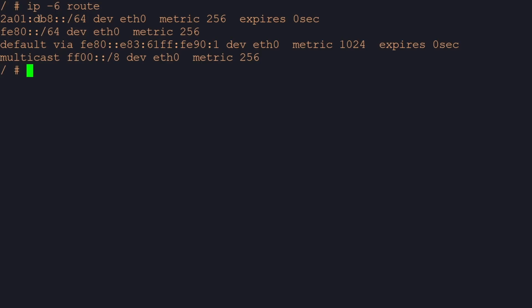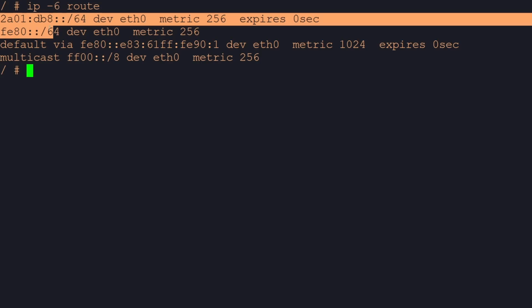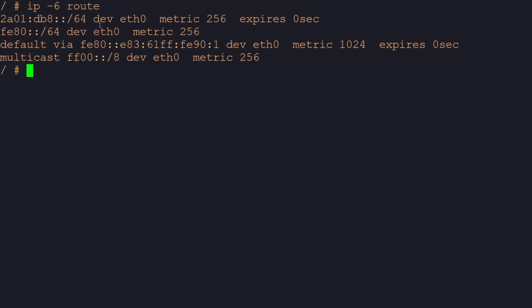So coming over here again, we've got a couple different routes. This route and this route are both on link, so dev eth0. And this route, default, is via this gateway. So this is the IP address of the gateway. And in this case, there is no gateway, it's just the device, eth0.